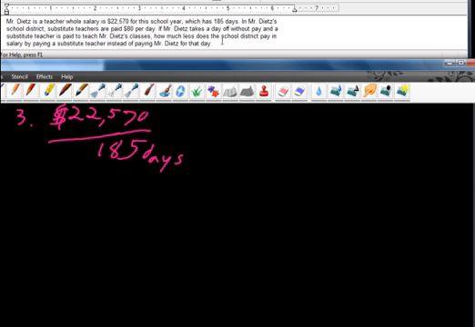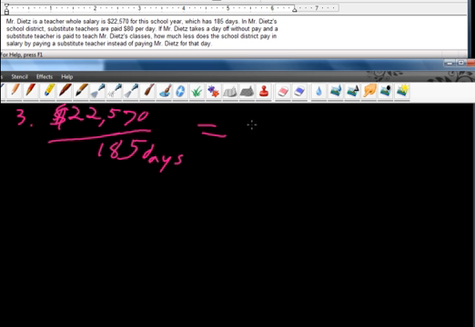So one of the goals here is to find out how much money Mr. Dietz makes for one day, and then we can compare that or subtract that from how much a substitute teacher makes for that day. So to find out how much he makes per day, we just divide his total salary by the amount of days he works, which is equal to, and then you can just divide this on a calculator.